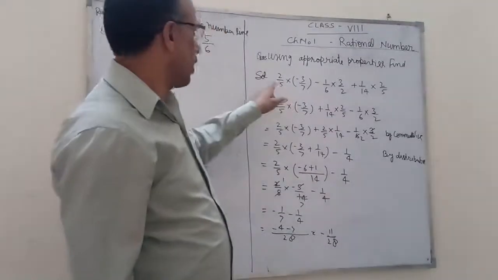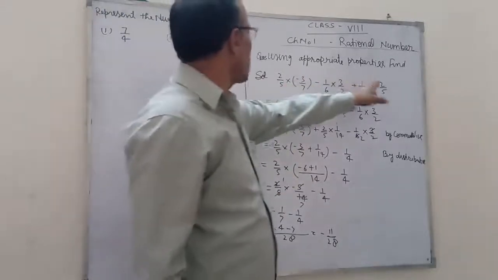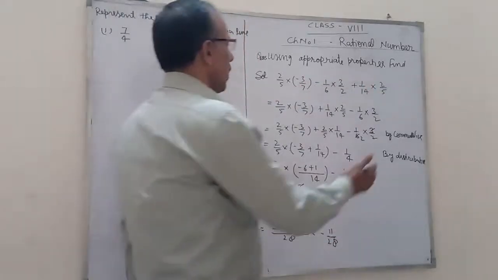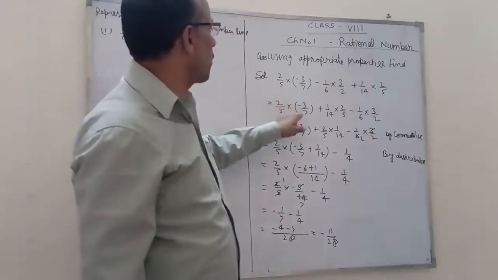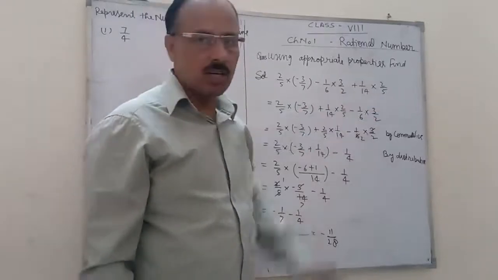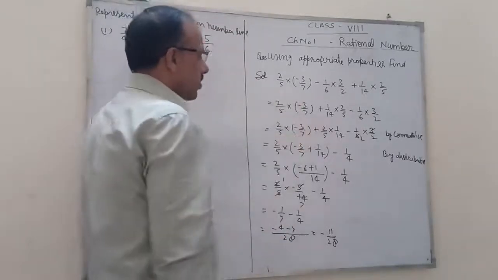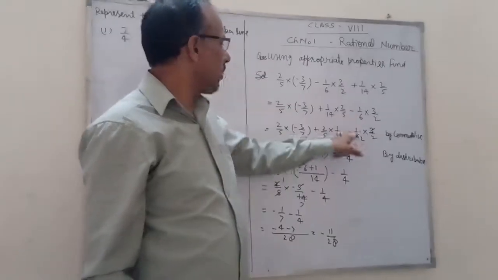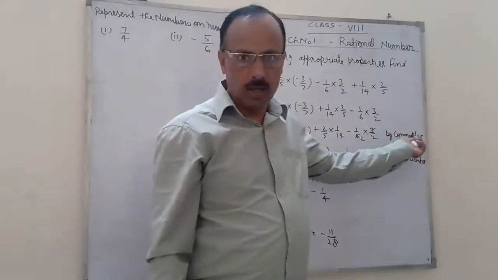You have seen in the first and last terms, 2 by 5 is the same rational number. So we add these terms: 2 upon 5 into minus 3 upon 7, 1 upon 14 into 2 upon 5, minus 1 upon 6 into 3 upon 2. Now, 2 upon 5 into minus 3 upon 7 plus 2 upon 5 into 1 upon 14 minus 1 upon 6 into 3 upon 2. This is the commutative property.